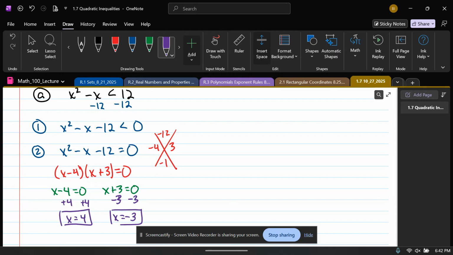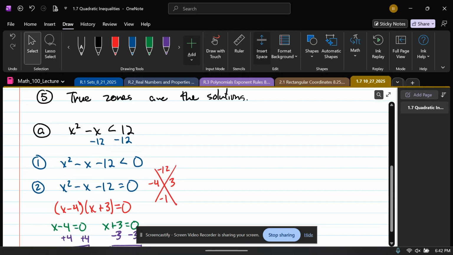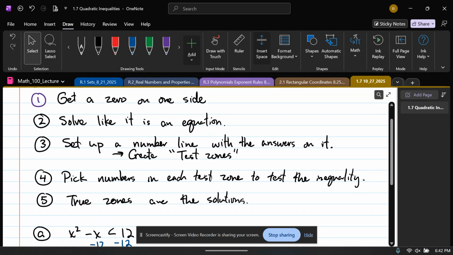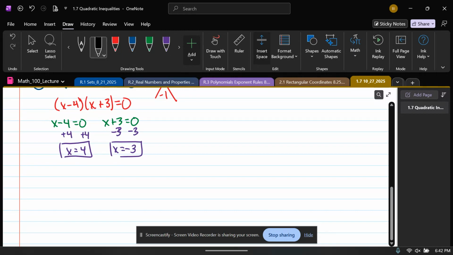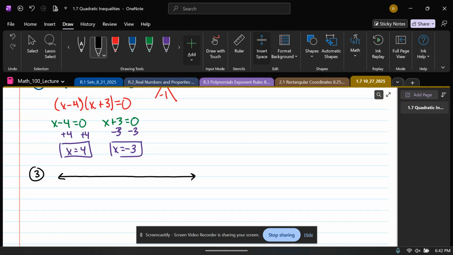Okay. Now, up there in my little 5-step process, this is where we're going back to the inequality. It says set up a number line with those answers on it. So I'm going to draw a number line. So this is part 3. It doesn't have to be a really long number line, and it doesn't have to have a ton of numbers on it. It just needs to have these answers on there. Negative 3 goes here. Positive 4 goes there.